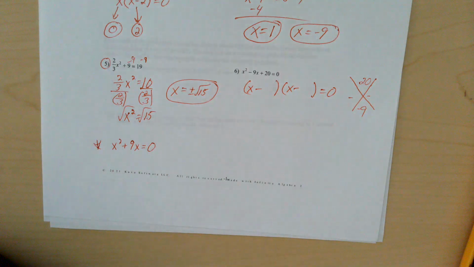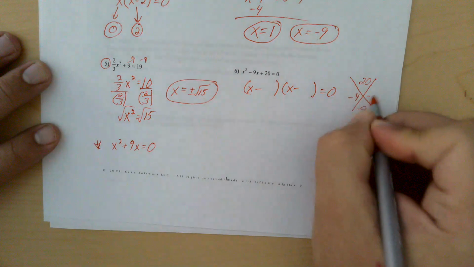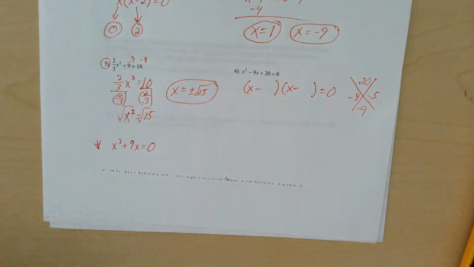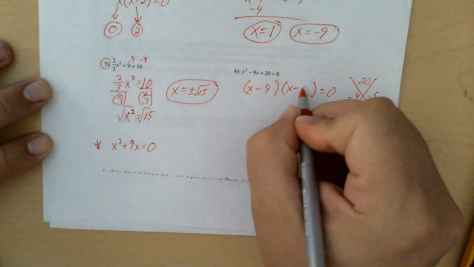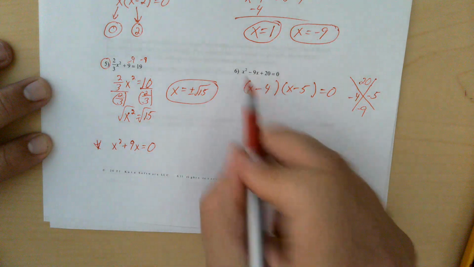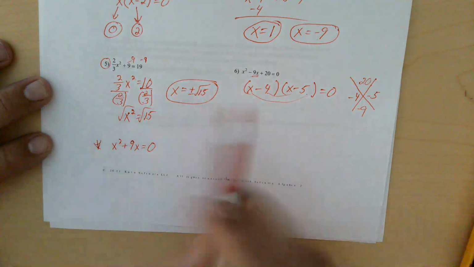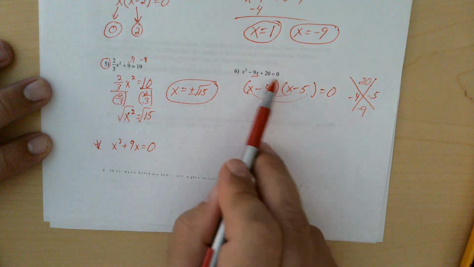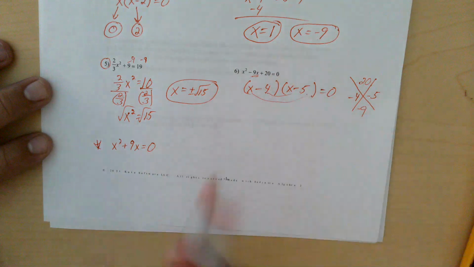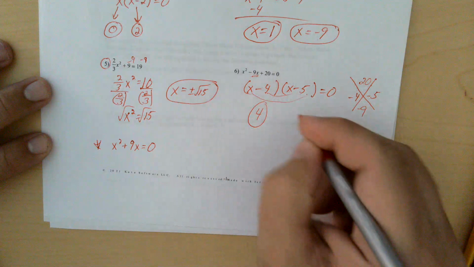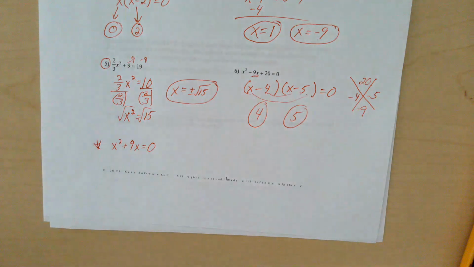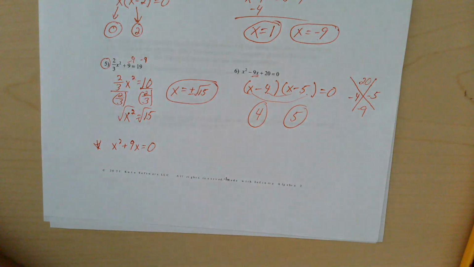So ways of getting 20: 20 times 1, 2 times 10, and 4 times 5. And that's the combination that we need. So when we put a 4 and a 5 here, x times x is x squared. My outers and my inners will agree with that negative 9x. A negative 4 times negative 5 is 20. So if these are my factors, positive 4 and positive 5 are my solutions. Okay, and you can check on a calculator.